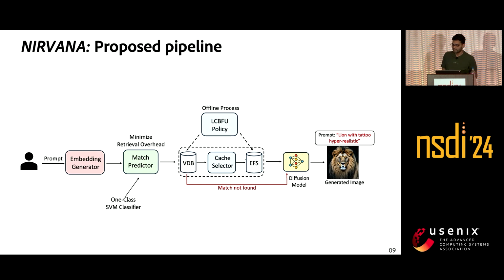So to reduce the overhead, we introduce a match predictor component, which uses a one-class SVM classifier. It's like an anomaly detection system. So this match predictor predicts if there is any similar prompt that exists within the cache or not. This helps to avoid making network calls to the vector database for cases which are most likely going to be cache misses.